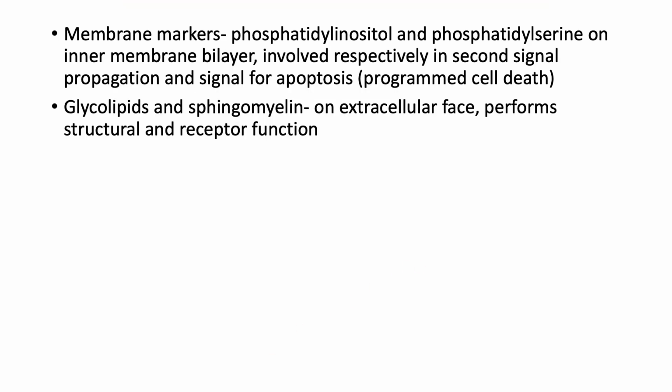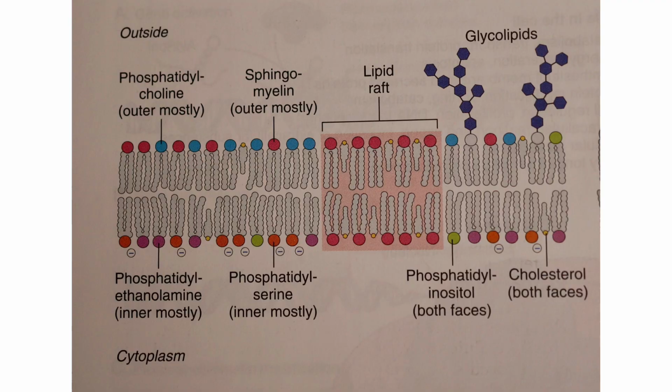There are membrane markers, phosphatidylinositol and phosphatidylserine, which are located on the inner membrane layer, bilayer. These are involved respectively in second signal propagation, and phosphatidylserine for apoptosis, which is programmed cell death. Glycolipids and sphingomyelin are on the extracellular face, and they perform structural and receptor function. So when we see this schematic, you have the external and the interior cytoplasm. Phosphatidylcholine is mainly on the outer aspect, phosphatidylethanolamine on the inner, phosphatidylserine on the inner, sphingomyelin mainly on the outer.